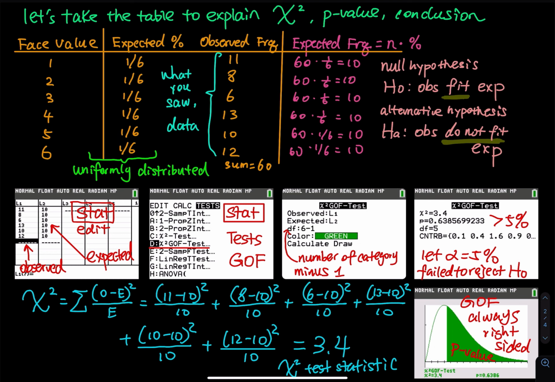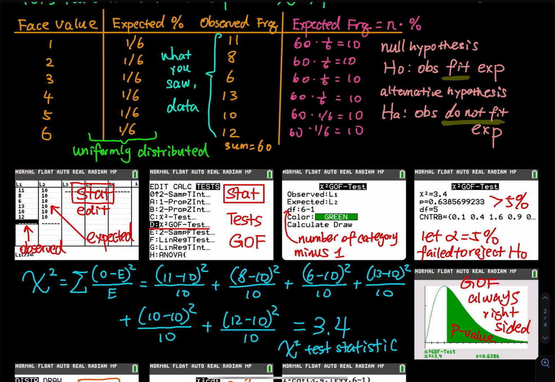The next menu gives you the chi-square test statistics and the p-value. If you click draw, they will just give you the draw. And then the p-value is always on the right side, because chi-square goodness of fit test is a right-sided test.